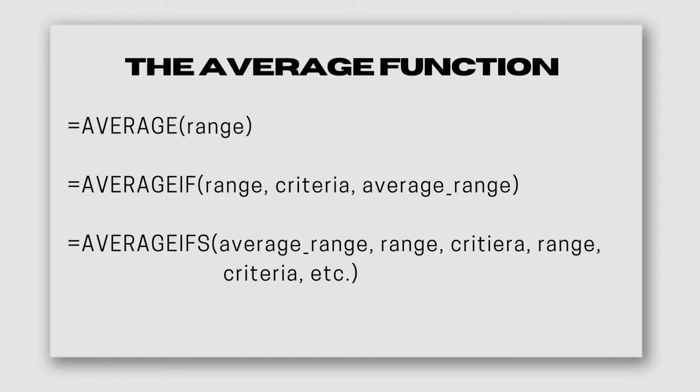If you have a column of data that you want to summarize using the average function, you can do so easily by typing =, average, and placing the range of cells in the parentheses.